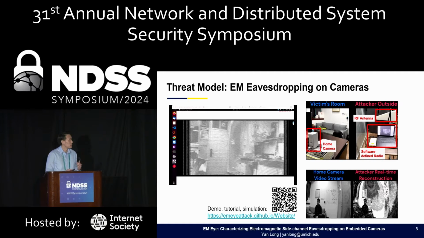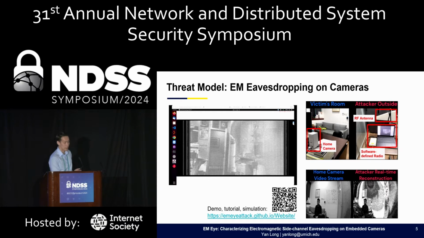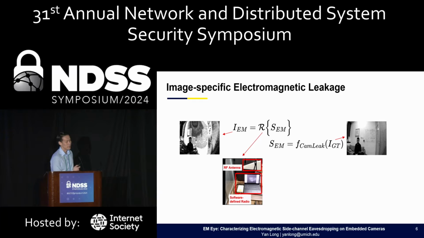So here's what the eavesdropping attack looks like. For example, a victim has a camera in his room, and he believes that the camera data is only available to himself, assuming all the software access are secured. However, the adversary can actually set up a physical eavesdropping device here, just outside of his room, with an antenna and software-defined radio, and then try to reconstruct the room images in real time. So how can the adversary achieve this, actually?